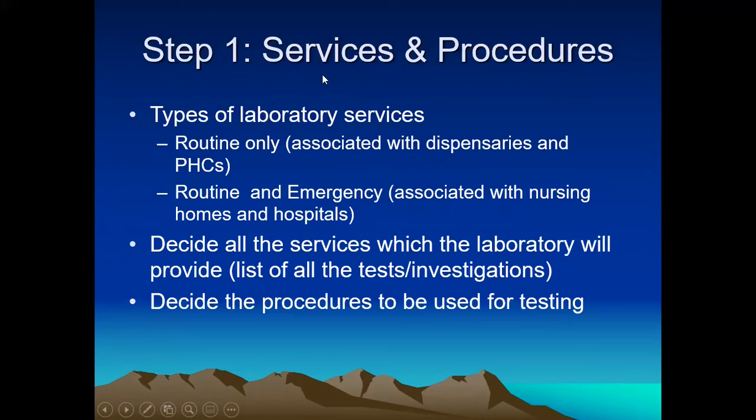So this is step one, services and procedures. Type of laboratory services may be routine services only, for example, laboratories associated with dispensaries and primary health centers, and routine and emergency services, for example, laboratories associated with nursing homes and hospitals. We need to decide all the services which the laboratory will provide, list of all the tests and investigations, and decide the procedures to be used for testing.